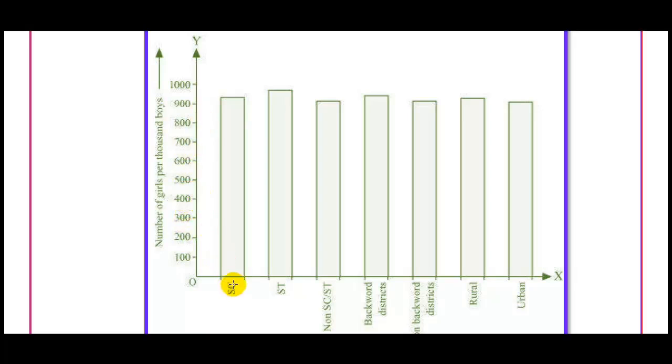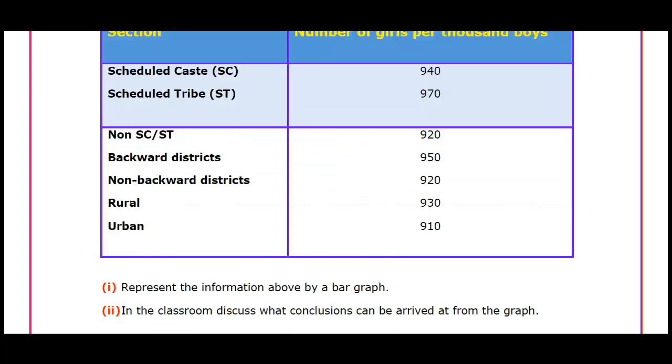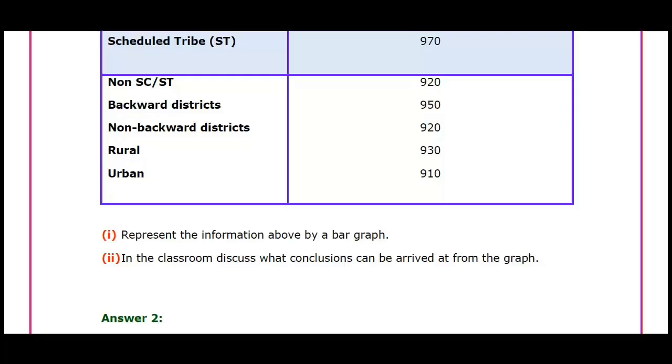So the table says the number of girls for SC is 940.